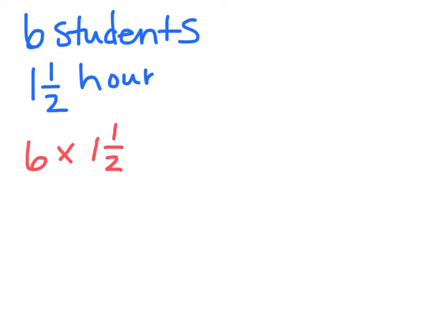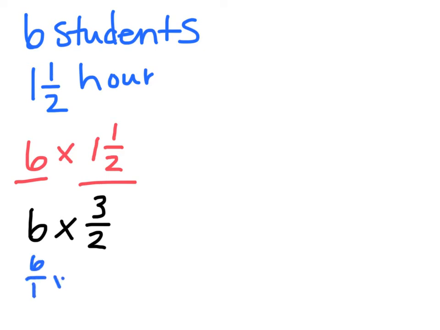So how do we multiply a whole number by a mixed number? We'll begin by converting our mixed number to an improper fraction. So we'll rewrite our math sentence as 6 times 3 halves. 1.5 equals 3 halves when written as an improper fraction. Now, we need to think about our 6 as being 6 over 1 times 3 halves.